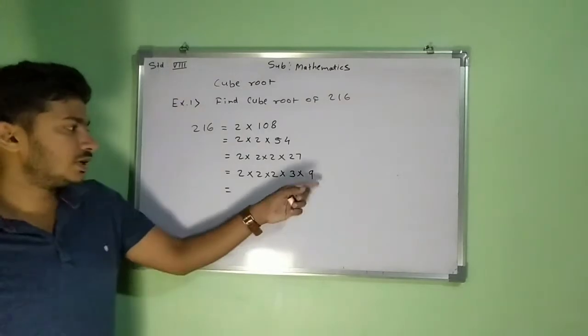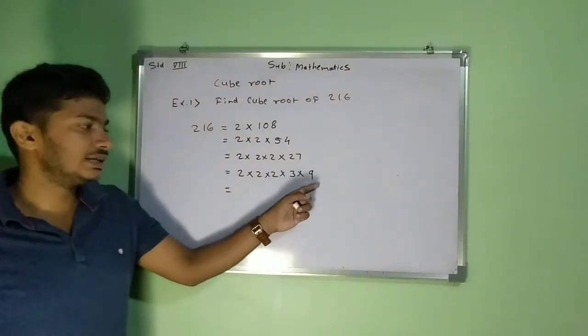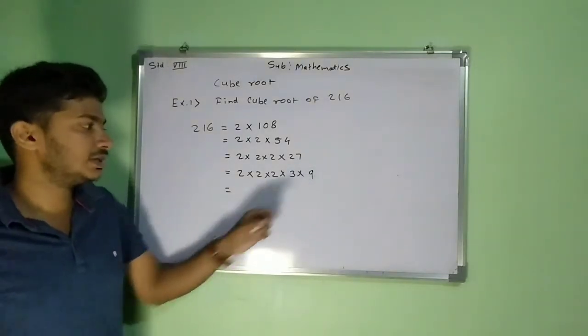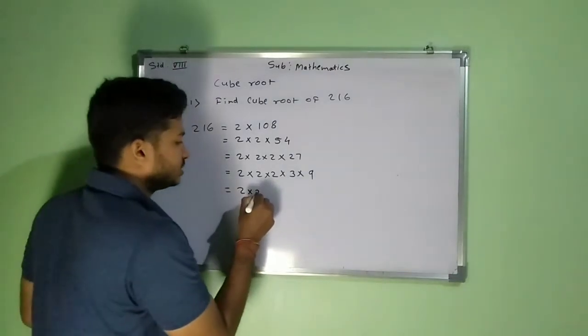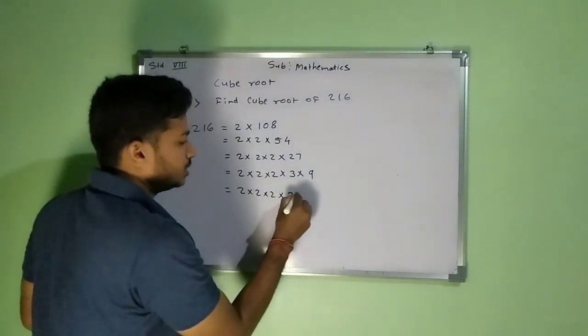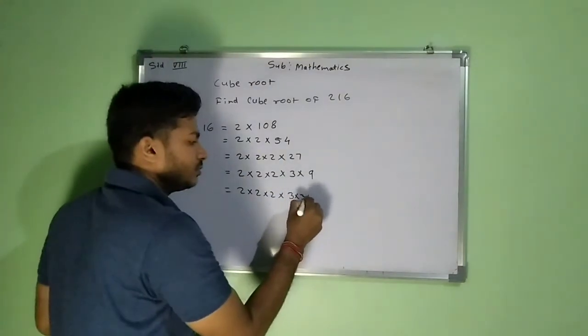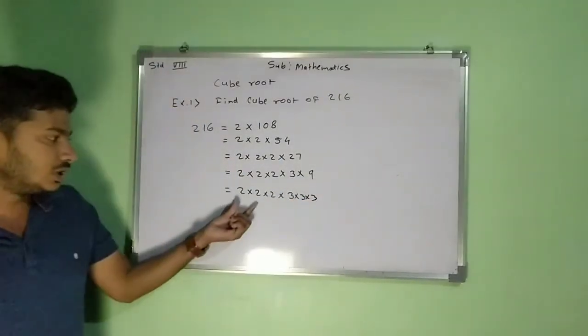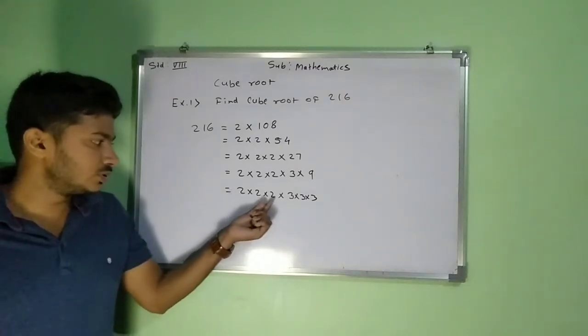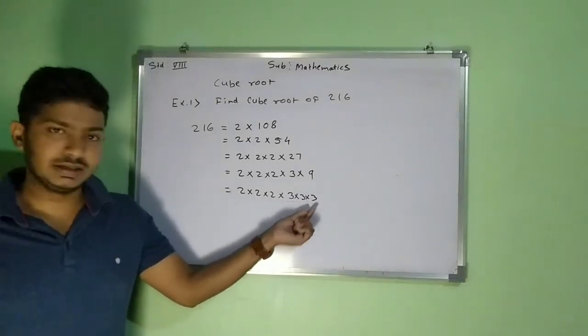Now again we know that 9 is divisible by 3, but that 9 is not divisible by 2. So we will divide that number by 3. So 2 into 2 into 2 into 3 into 3, and after dividing that 3 by 3, a 3 will remain. So here we got 2 into 2 into 2, 3 into 3 into 3.